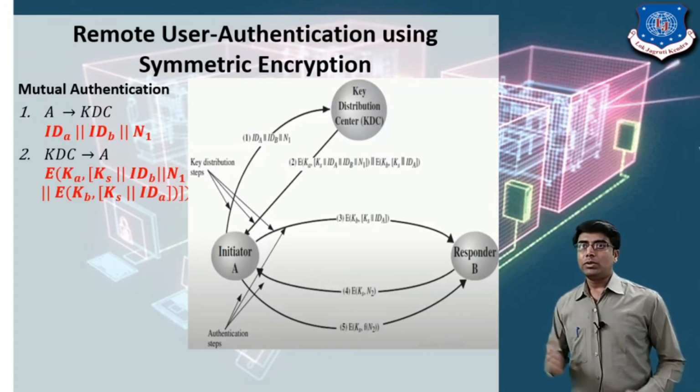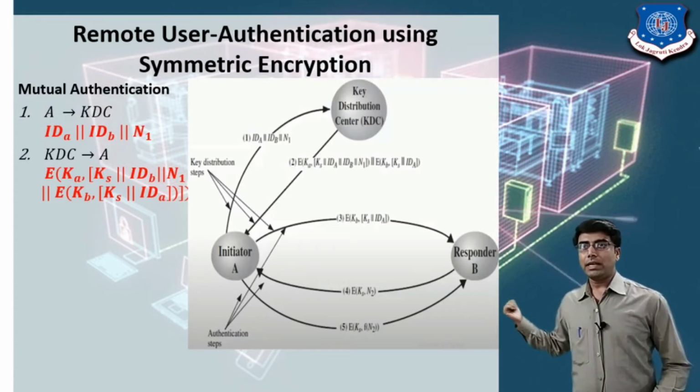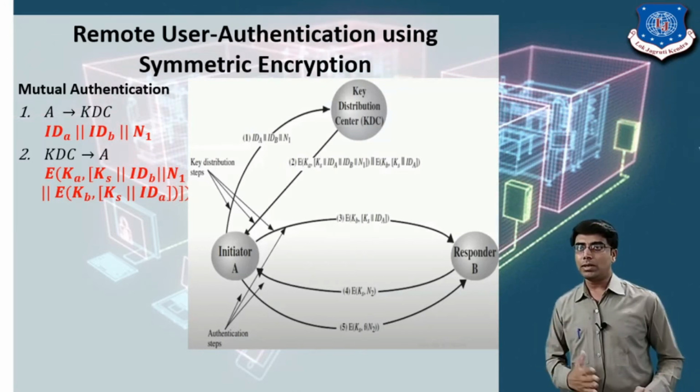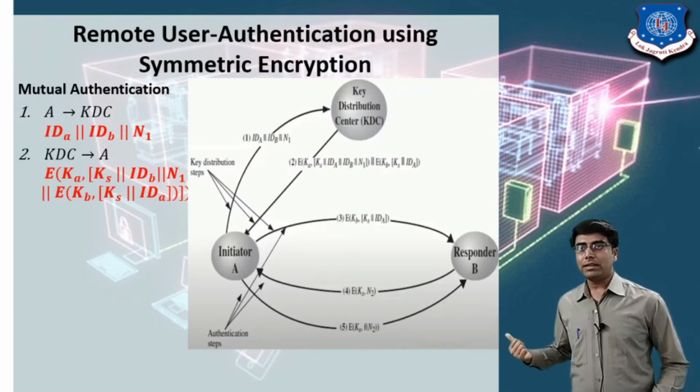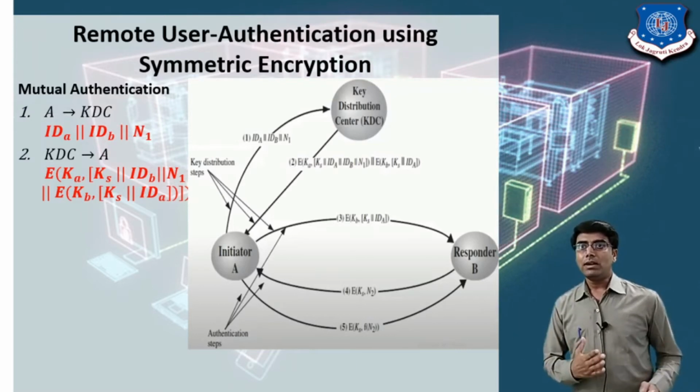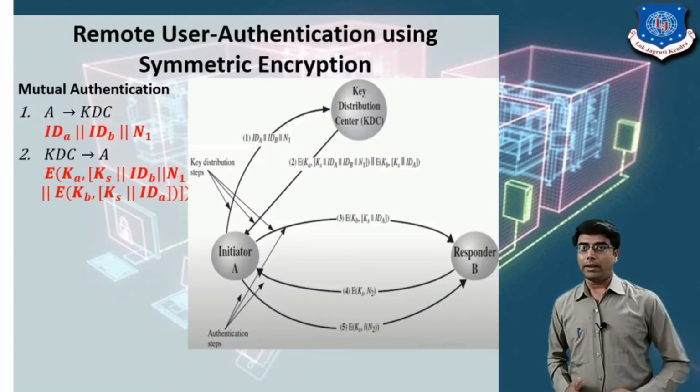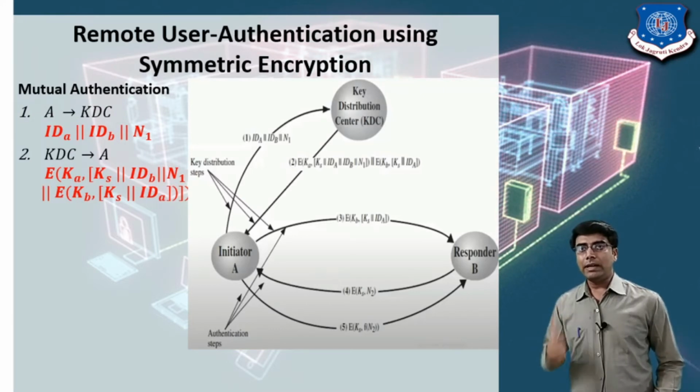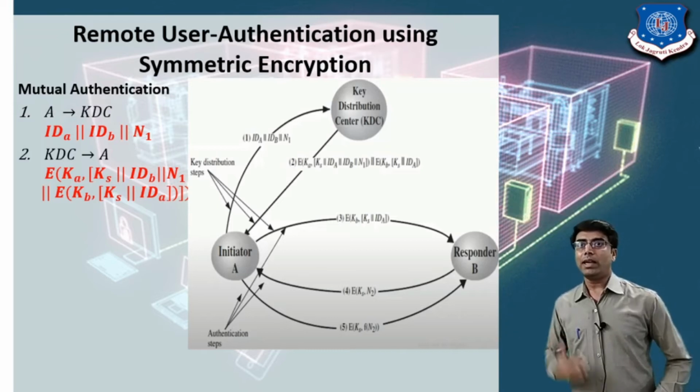encrypted for user B. It means the message is encrypted using KB, the master key of user B. The KS session key is appended with the user identity A. Now this KDC will generate this encrypted message and send it to user A.